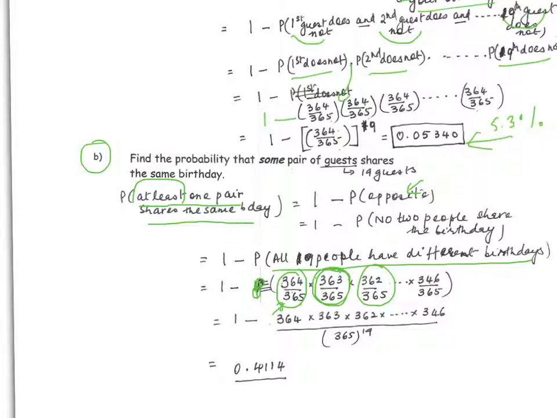So that simplifies to this expression, and when you use your calculator, you get 0.4114. So 41.14% chance is that of at least one pair sharing the same birthday. So that is quite a good chance of that happening.